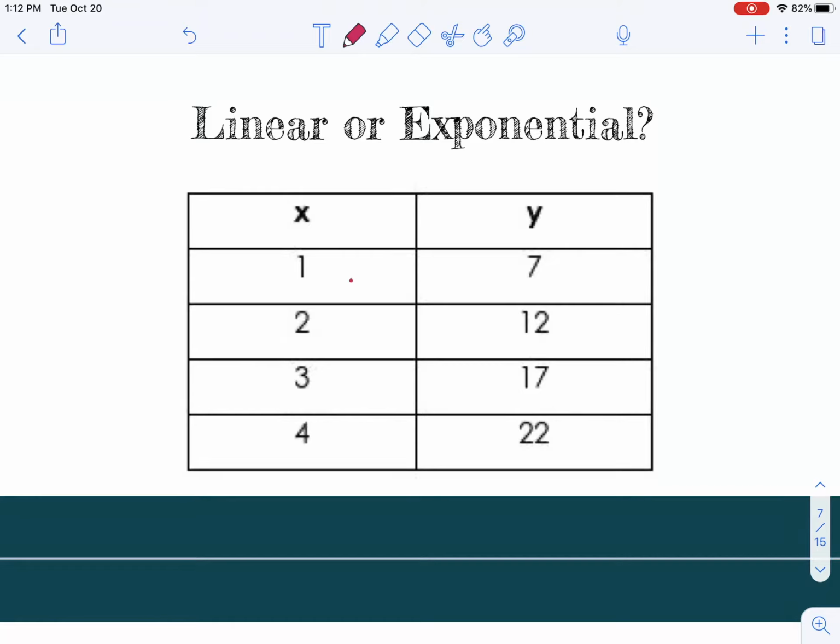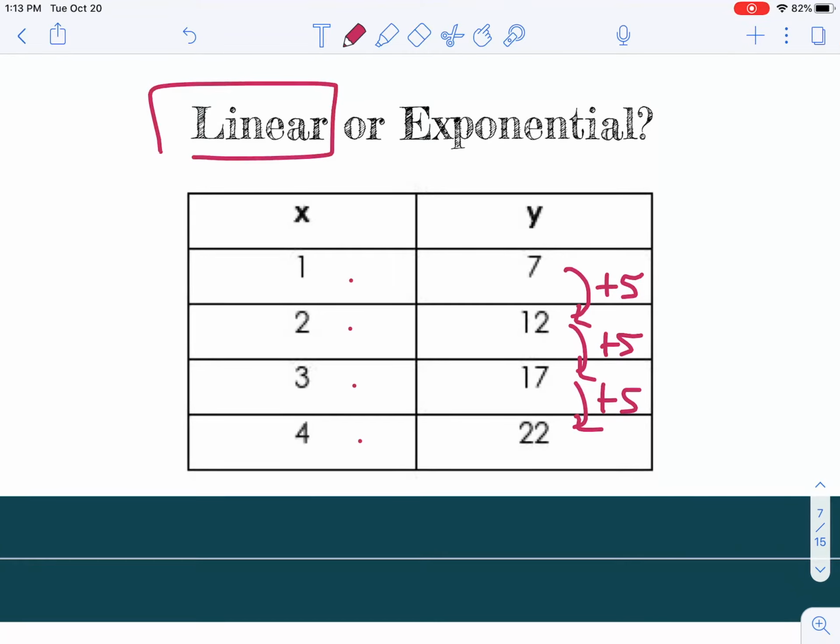So notice all of my x's are going up by 1s. So let's look here at our y's. To get from 7 to 12, 12 to 17, and 17 to 22, we're just going to keep adding 5. So that means we are going to have a linear, because linear is the add or subtract pattern. Exponential is the multiply divide pattern.